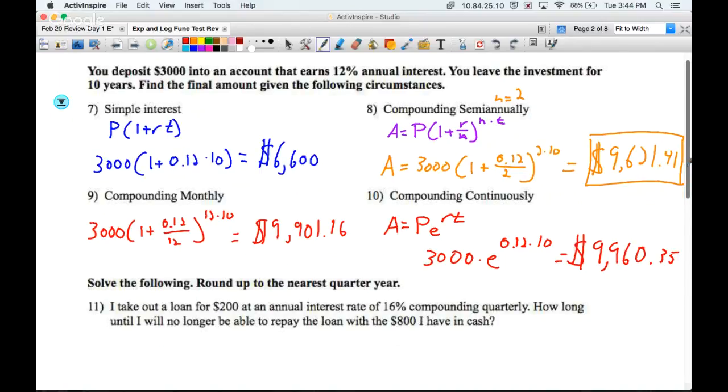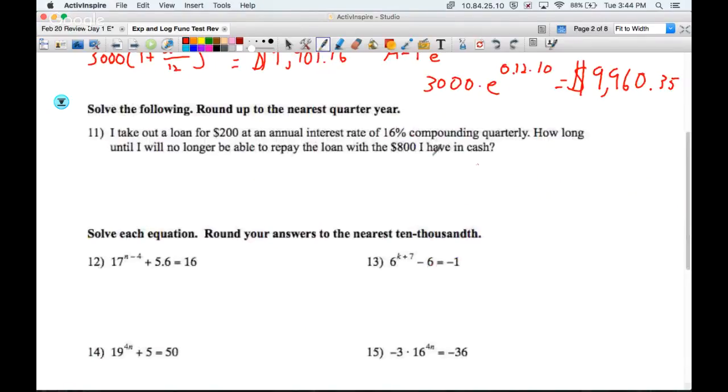All right. I take out a loan for $200, annual interest rate of 16% compounding quarterly. How long until I'll no longer be able to repay the loan with the $800 I have in cash? So we want to know when this number here, 200 times (1 plus 0.16 divided by 4) to the power of 4t, equals 800, and then we'll round up to the nearest quarter.